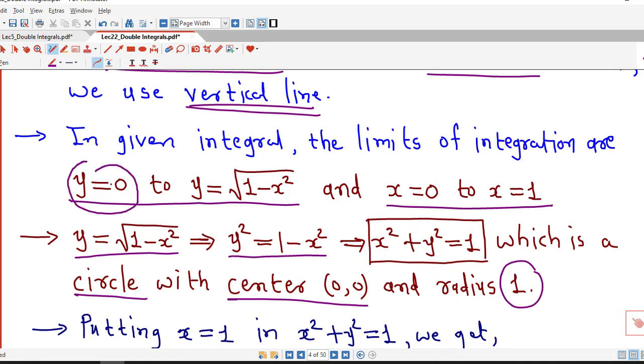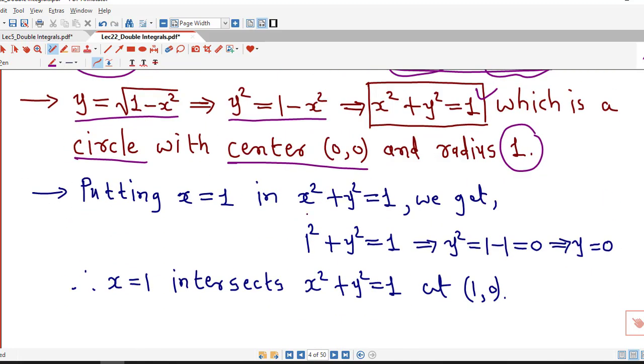And the remaining ones: y equal to 0 is the x axis, x equal to 0 is the y axis, and x equal to 1 is a line parallel to the y axis. So we can find the intersecting points of x equal to 1 and this circle by taking x equal to 1 in the equation of the circle. If we put x equal to 1 here, we have 1 square plus y square equal to 1, and therefore y square is 1 minus 1, which is 0. So y is 0. When x is 1, y is 0.